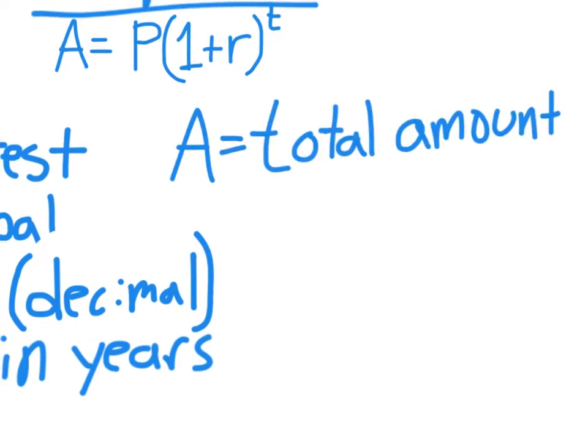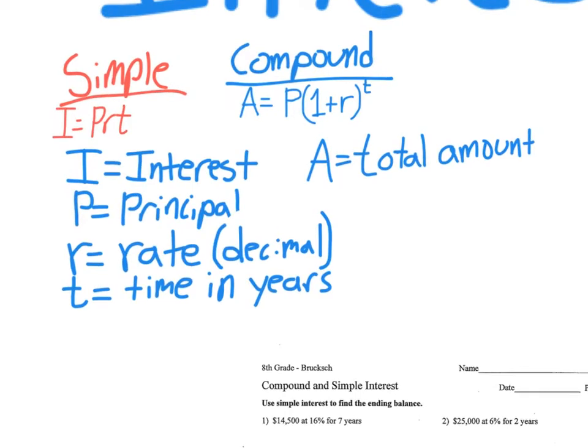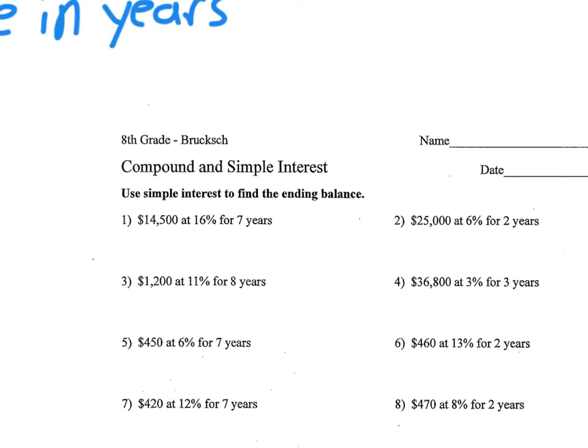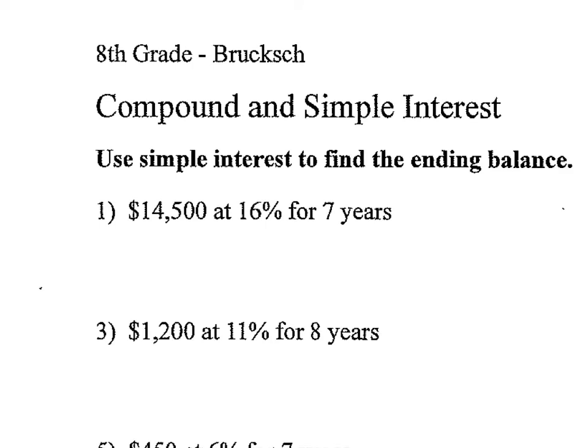Just to clarify those two differences, A is the total amount that we're talking about, like our starting amount plus our interest, and I is just the interest alone by itself. So now to start going through a few of these and explain. We'll start with simple interest because it's pretty straightforward. So in this first section, we are just worried about simple interest. So we are going to be using that I equals PRT.